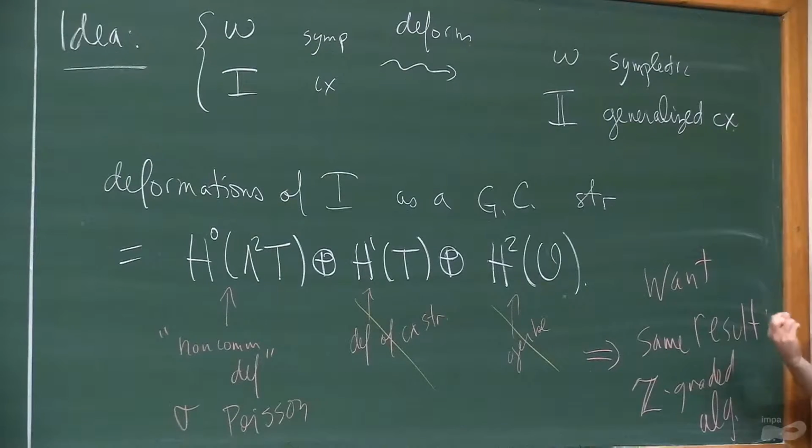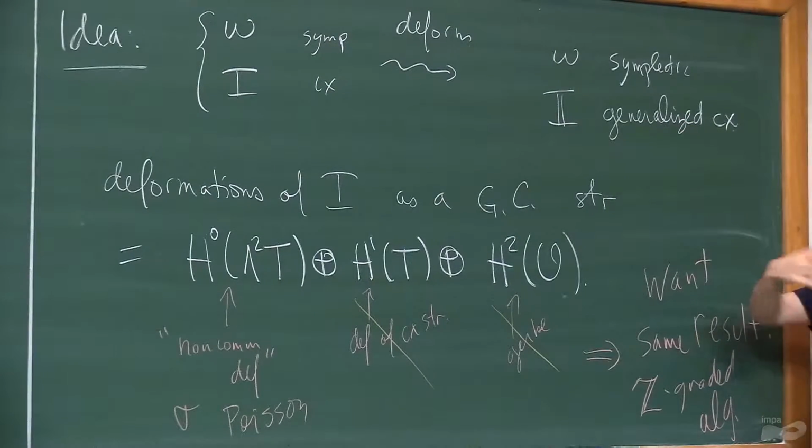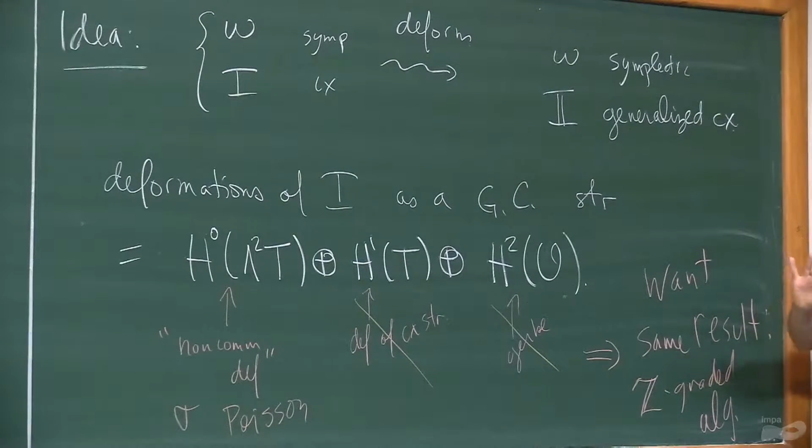And the question is, and this is the unsolved problem that has been around for so many years now, how do we obtain a non-commutative algebra from a generalized complex structure? And the claim is that this is one way to do it. Okay, that's the idea of the project, of the talk, and so on.